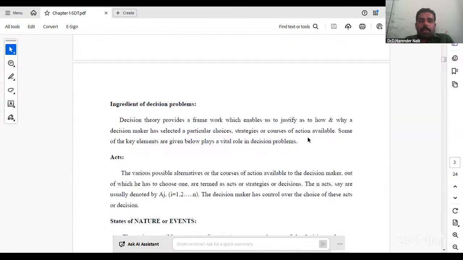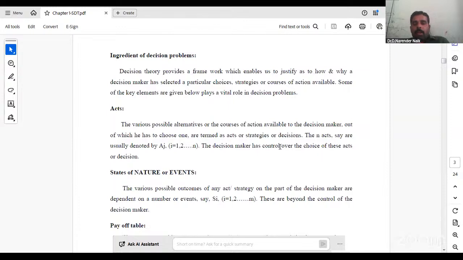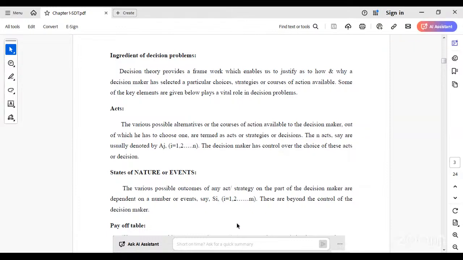The next, ingredients of decision making. So there are different ingredients. Decision theory provides a framework which enables us to justify how and why a decision maker has selected a particular choice, strategy, or course of action available. Some of the key elements given below play a vital role in a decision problem.